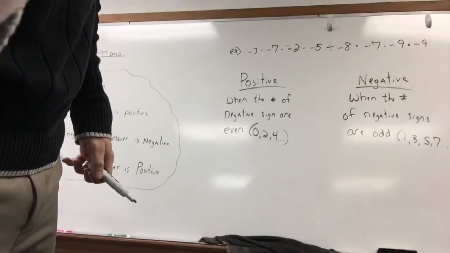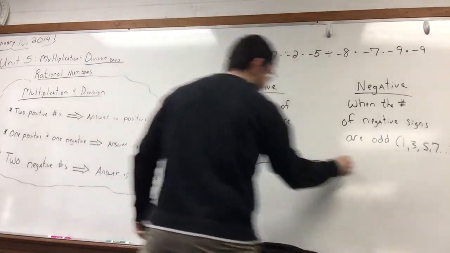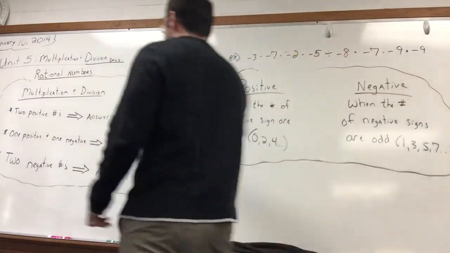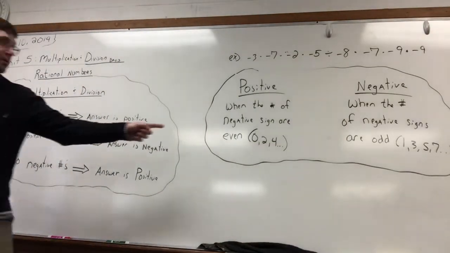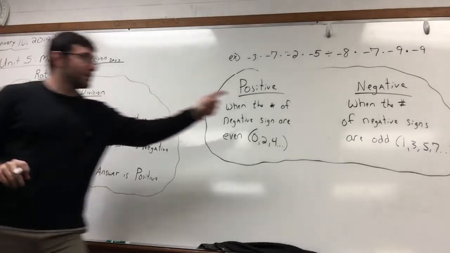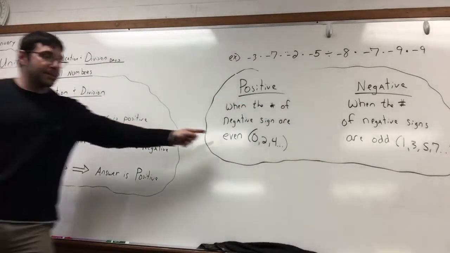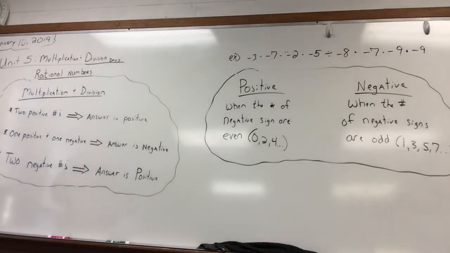Both ways of seeing the rules are really the same thing. Because two positives are 0 negative signs. One negative is an odd number of negative signs. Two negatives is an even number of negative signs. So I've given you two ways to look at it. Whichever one suits you, use. Everybody with me there? Okay.